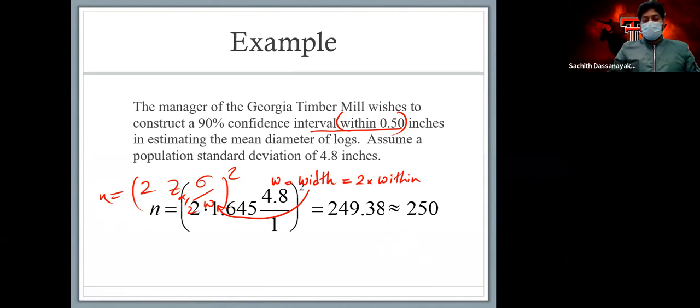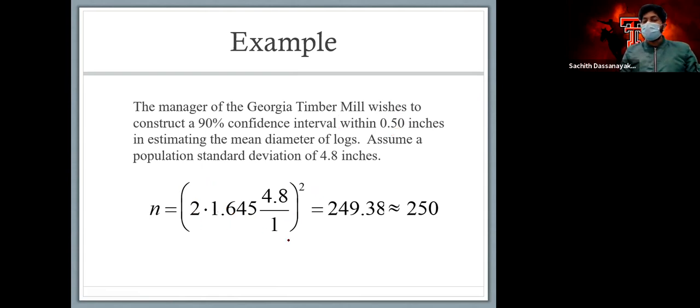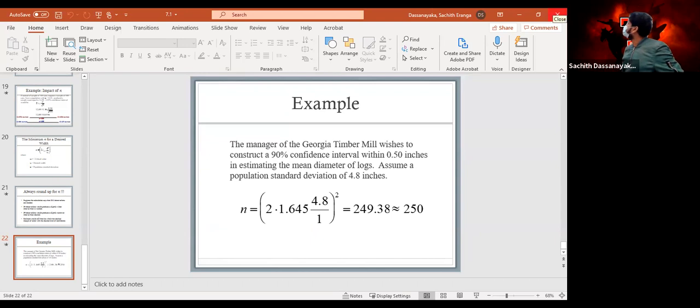So I'll erase this. Once you plug in those values, you can get 249.38. Round it up, 250. Do you have any questions from 7.1?